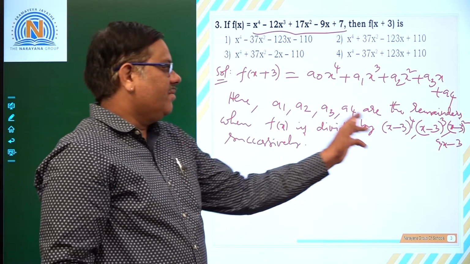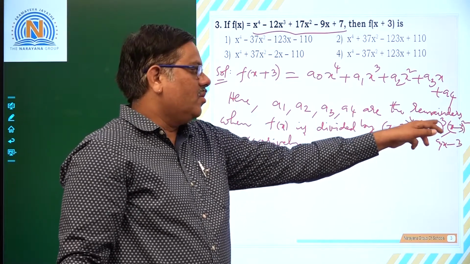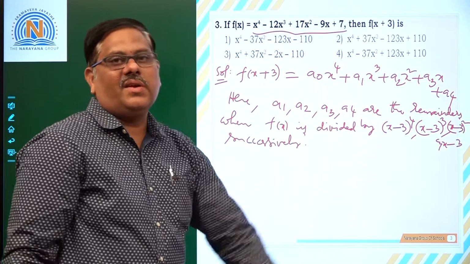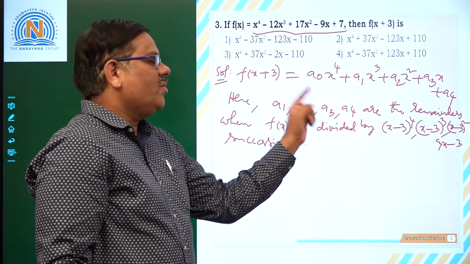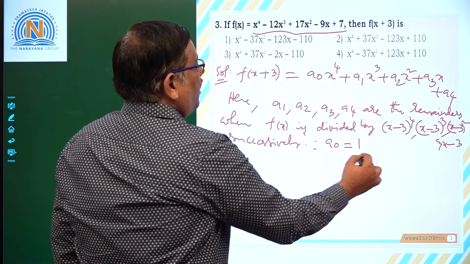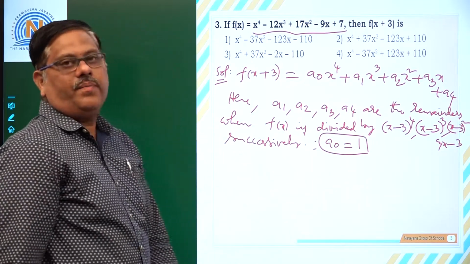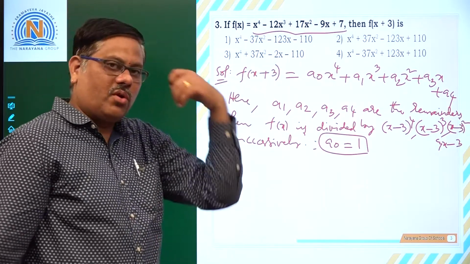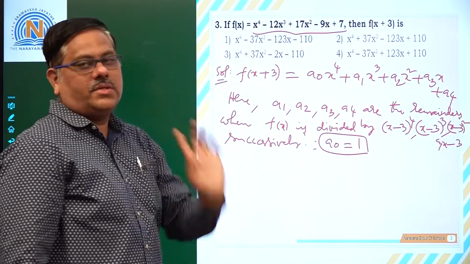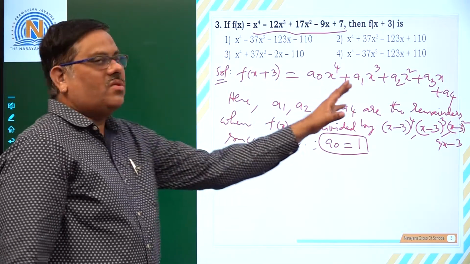Okay, if you divide them with x minus 3 whole power 4, x minus 3 whole cube, x minus 3 whole square, x minus 3 successively, what all remainders we get? Those remainders are a1, a2, a3, a4. What about a naught? A naught is of course 1, because the x power 4 coefficient will be 1 only. There is no other coefficient, because here also we have the x power 4 coefficient as 1. So this is how we have to solve it.